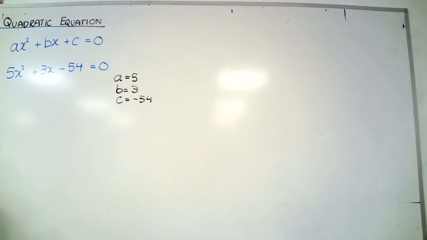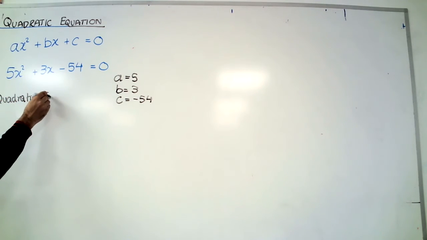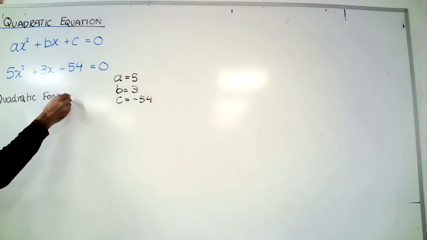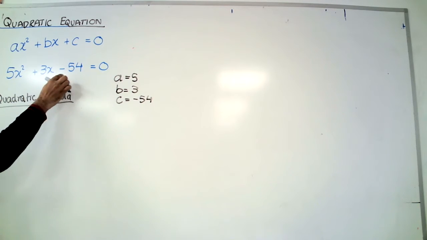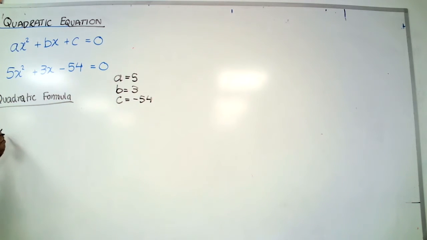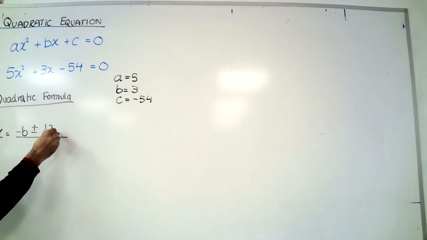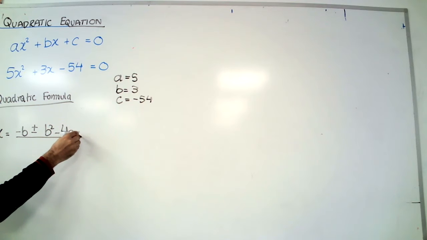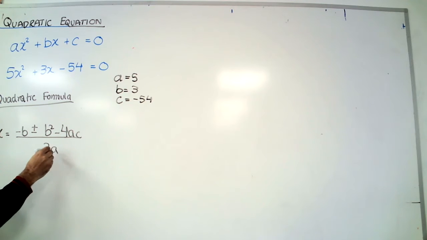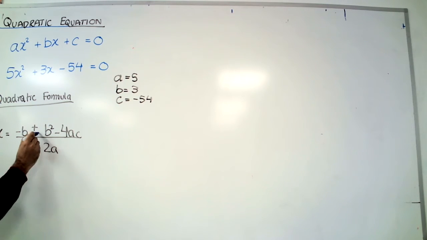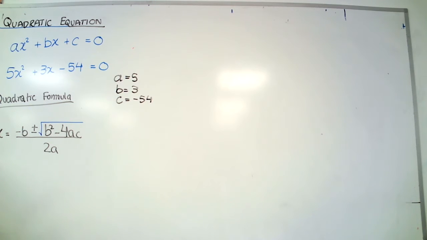Then there is the quadratic formula. Because here the variable is x, I'm going to say x equals minus b plus or minus the square root of b squared minus 4ac, over 2a. So this is the quadratic formula.